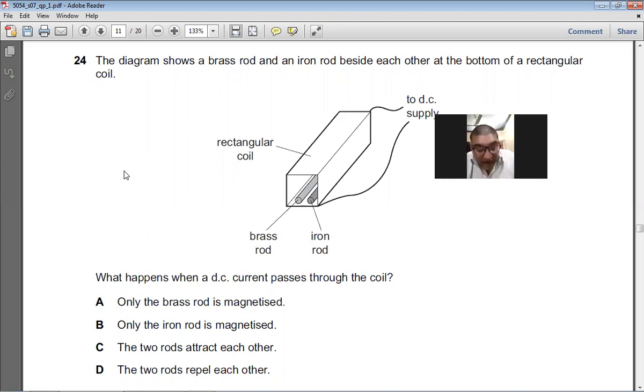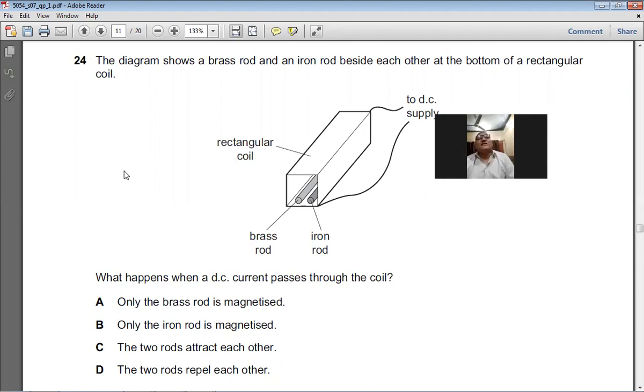You know, iron is a magnetic material. So when the current flows through this rectangular coil, it will become an electromagnet, and the iron rod inside that rectangular coil will also become magnetized. But the brass, which is a non-magnetic material, this magnetic field will have no effect on the brass rod.